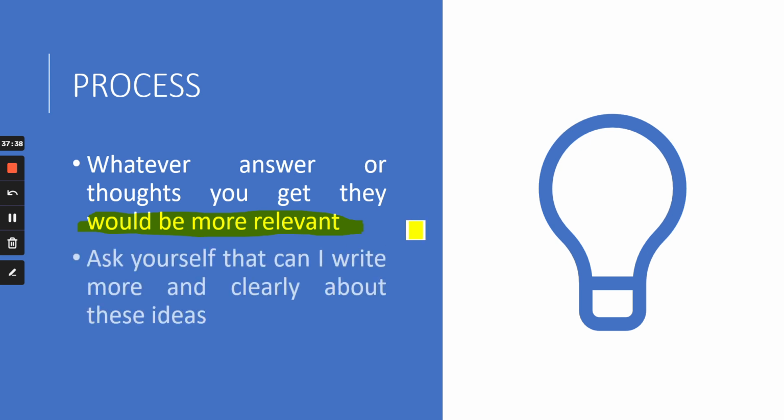Ask yourself, can I write more and clearly about these ideas? If you give two or three reasons, for example, my friend Guddu is asking me, Ganesh, what do you think are the problems of having huge population? I will say maybe unemployment and poverty. Then I will ask myself, okay, these are relevant, but will I be able to write more about unemployment, or more about poverty? If I think I can write more about unemployment, then that will be the idea I will be using in my essay.